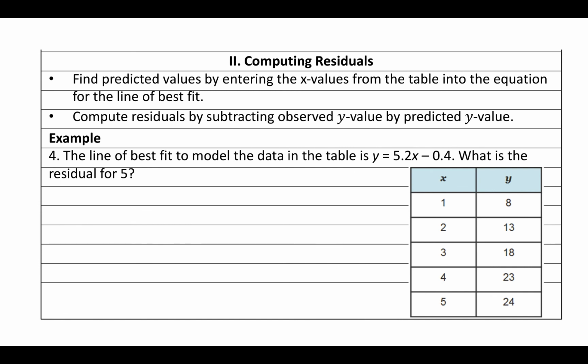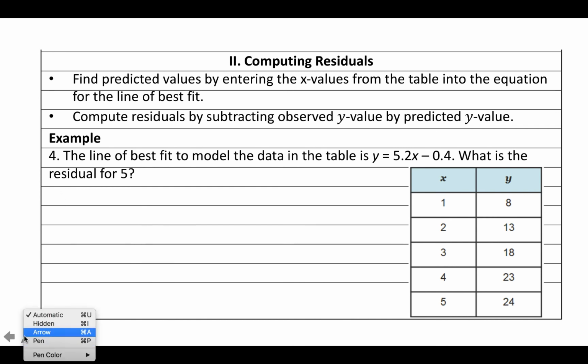All right, so the line of best fit to model the data in the table is y equals 5.2x minus 0.4. What is the residual for 5? Okay, so what we are going to do is substitute 5 into the formula that they gave us, and that will give us our predicted value.